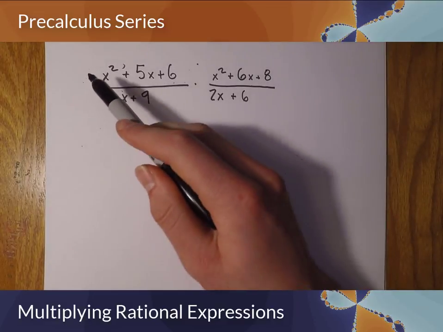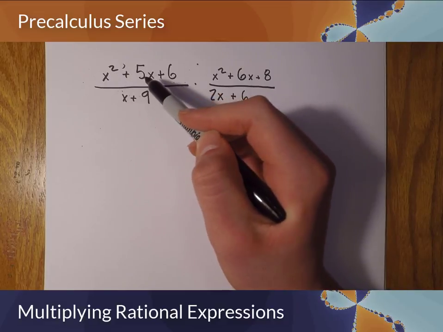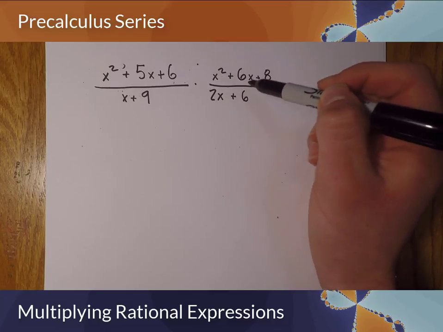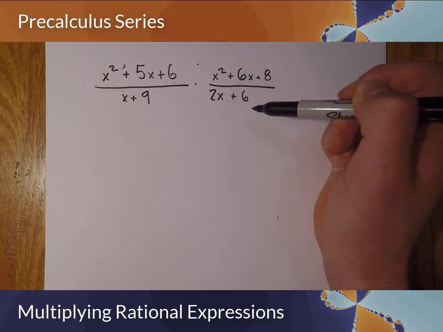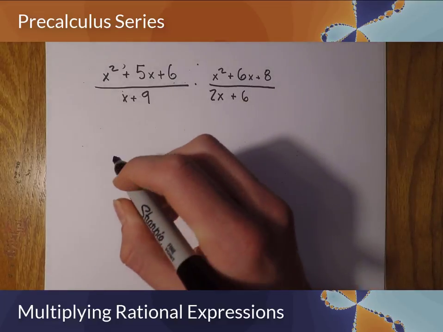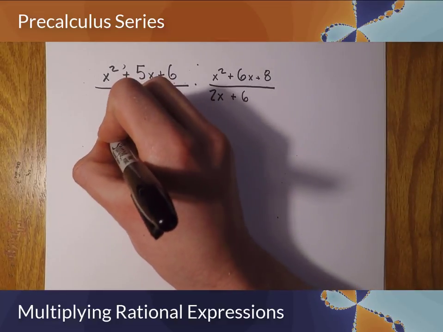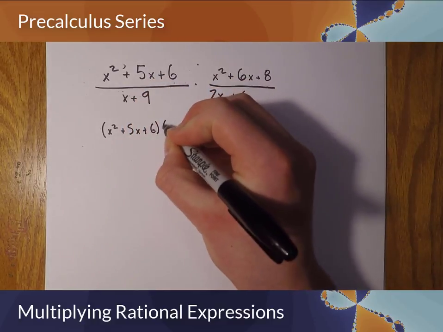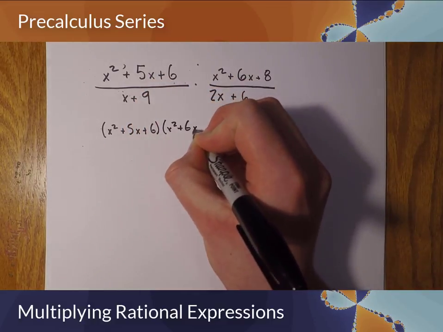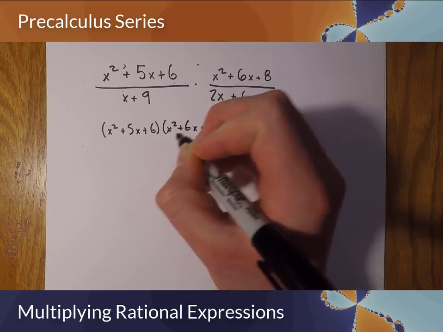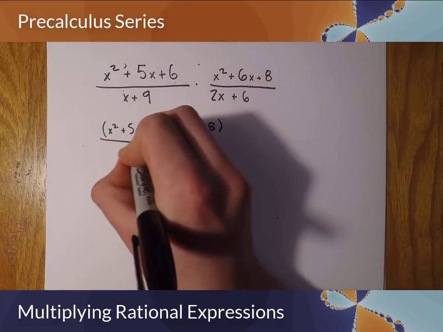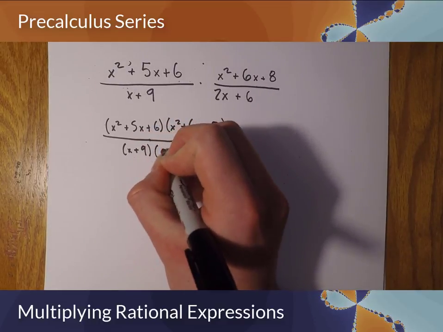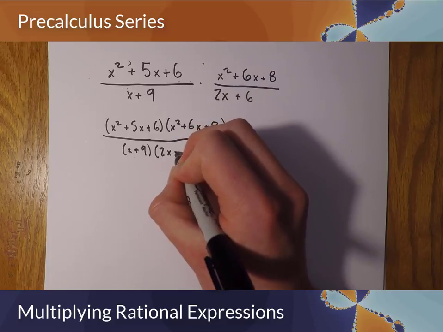So what we have here is (x squared plus 5x plus 6) over (x plus 9) multiplied by (x squared plus 6x plus 8) over (2x plus 6). So now we just multiply together. So (x squared plus 5x plus 6) times (x squared plus 6x plus 8), over (x plus 9) times (2x plus 6).